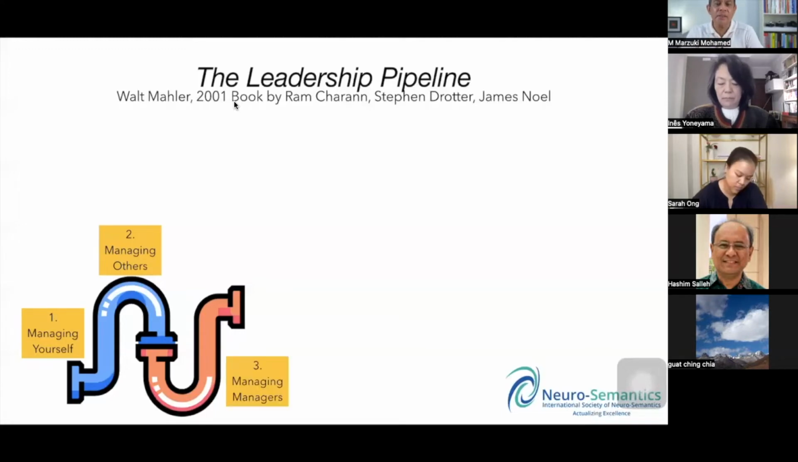The third level is managing managers. So as the organization grows, you need to have managers to manage different departments, different functions. So at this third level is what we call pure management: building teams to utilize differences in the organization, hold people accountable, create synergy. And having that delight in seeing others grow and empower others. So those are the skills required to manage managers.